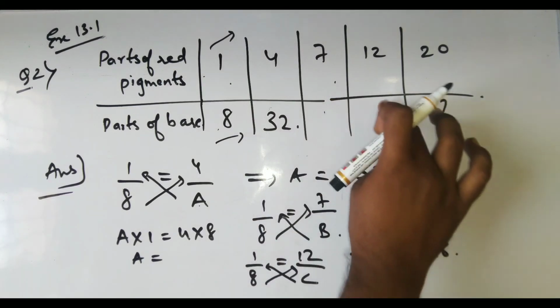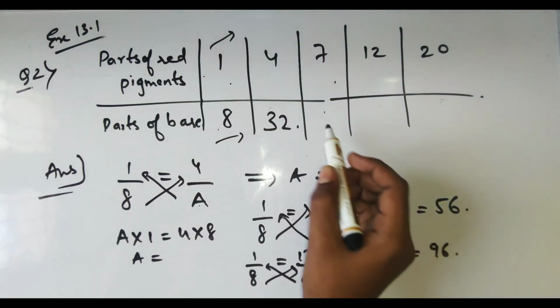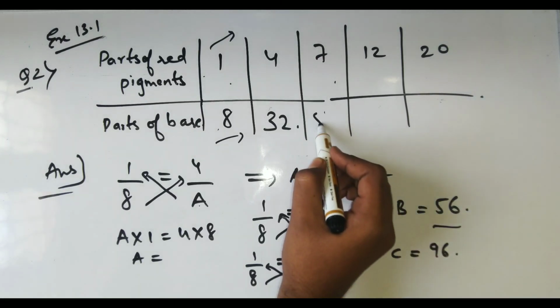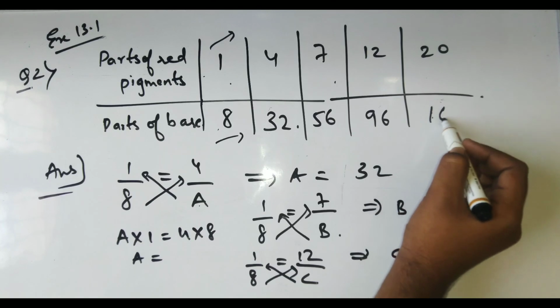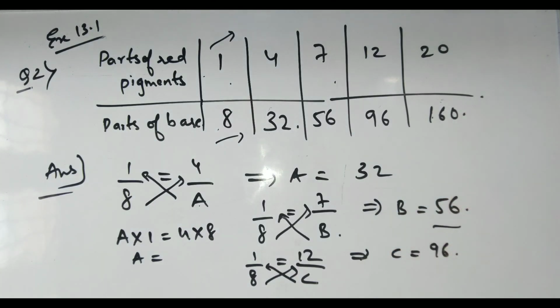So I'll directly write the values over here. So 7 by 56, 12 by 96, 20 by 160. So this will be the answer for this question.